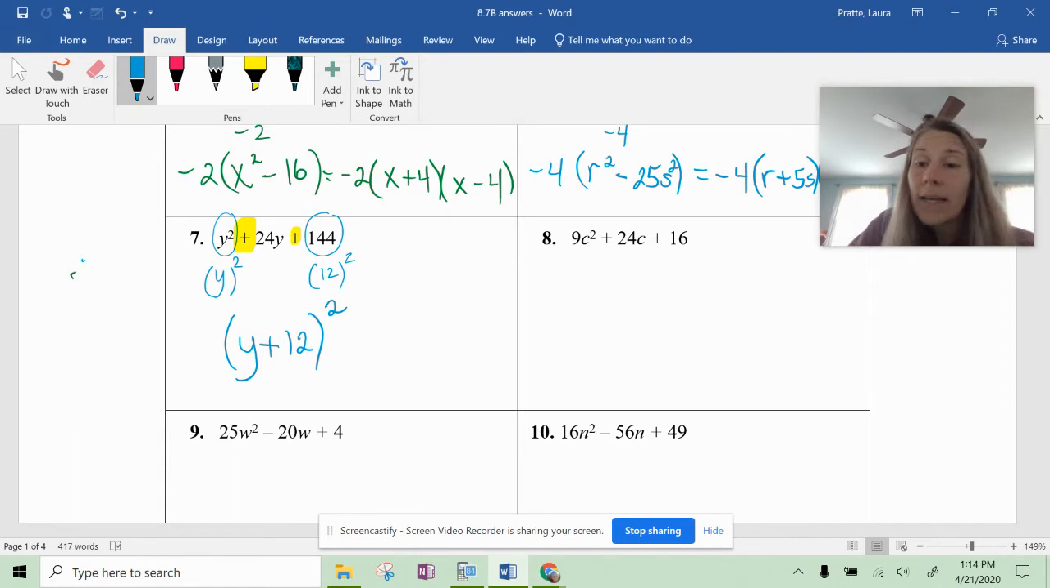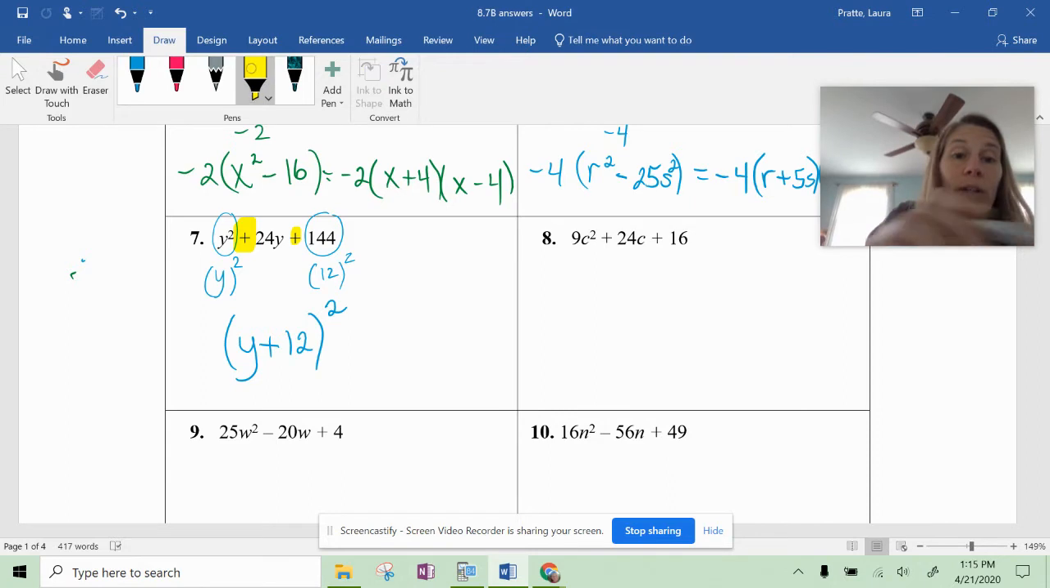Okay, again, you want to take out a GCF, so always look for that first. So now number 8, 9c squared plus 24c plus 16, there's no greatest common factor that can be divided out there, so we don't have to worry about that. We do know that these are perfect squares, and there's a plus sign here.